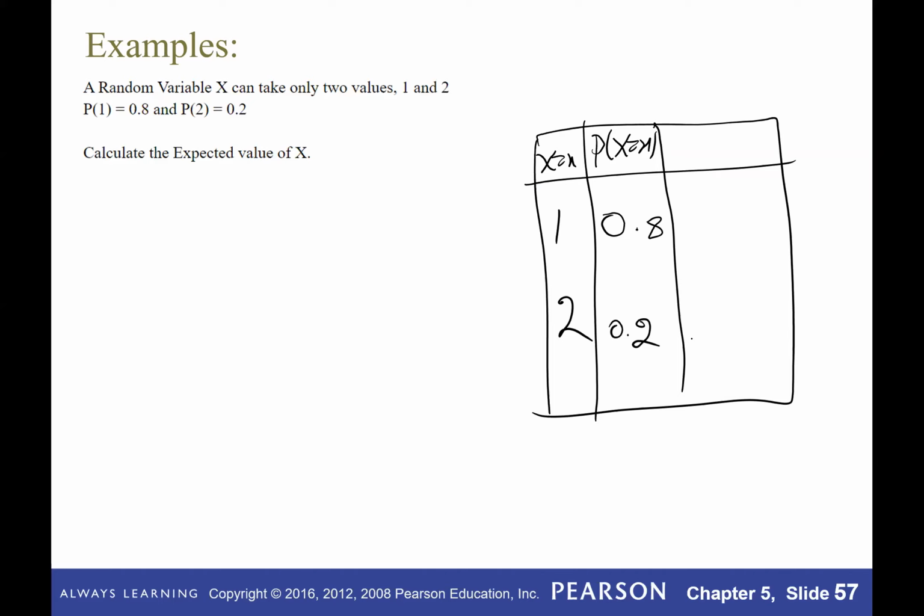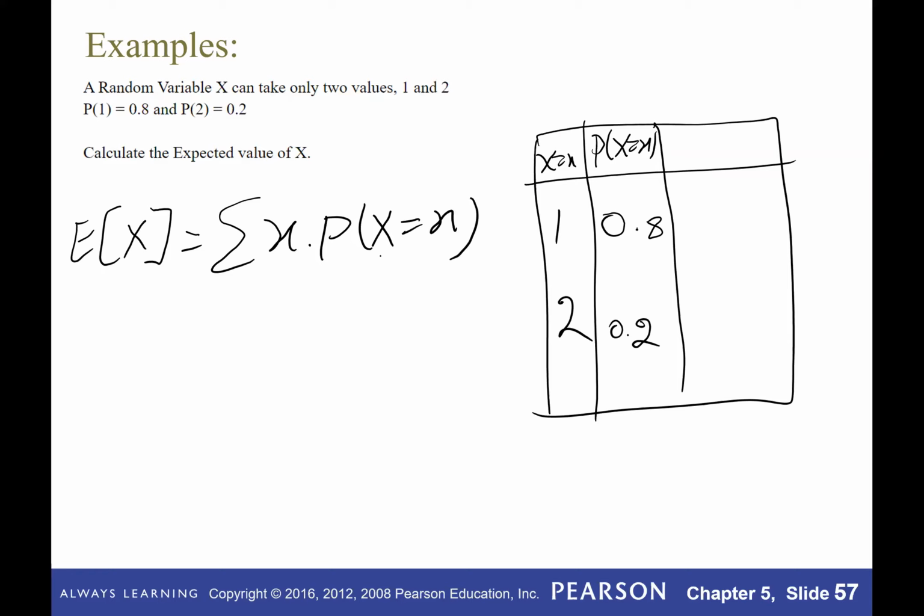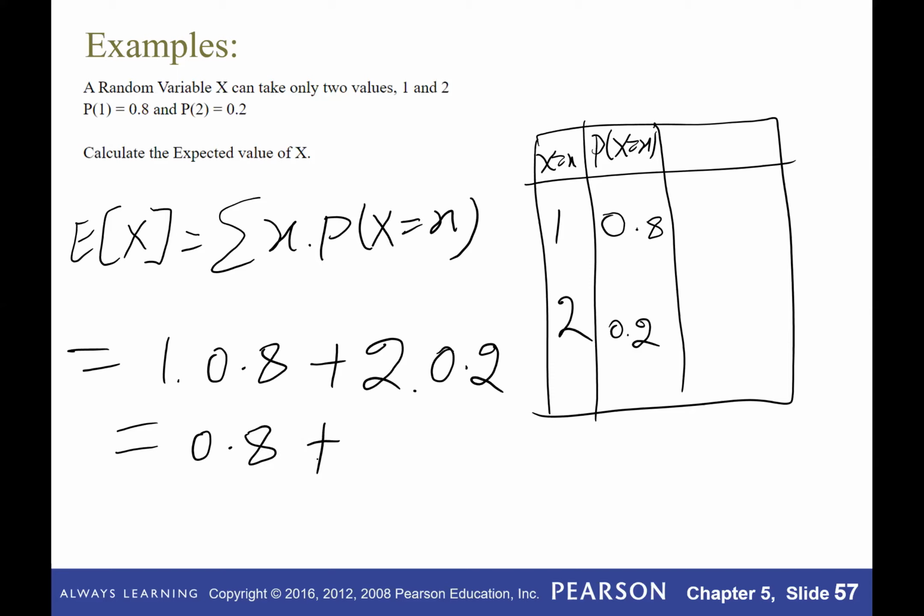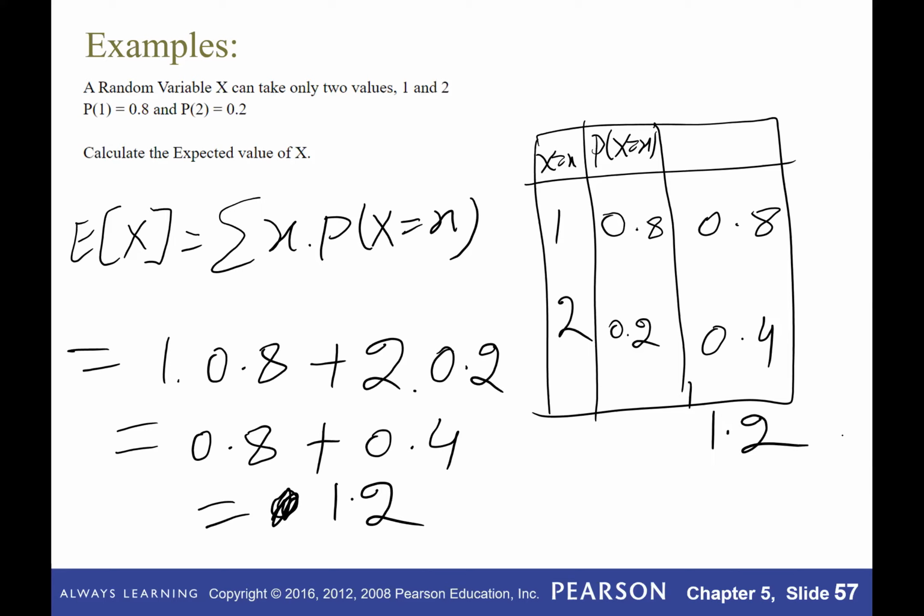So now we have to find the expected value of x. The expected value of x is the summation of x times probability of x. That means 1 times 0.8 plus 2 times 0.2. So then it will be 0.8 plus 0.4, which is 1.2. Or you can multiply here: 1 times 0.8 is 0.8, 2 times 0.2 is 0.4. If you add them together, it will be 1.2. So that is the expected value, x times p.